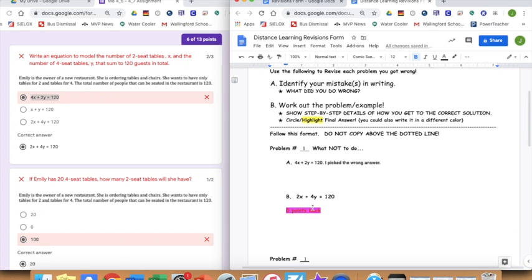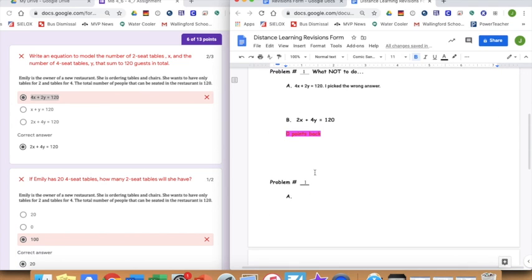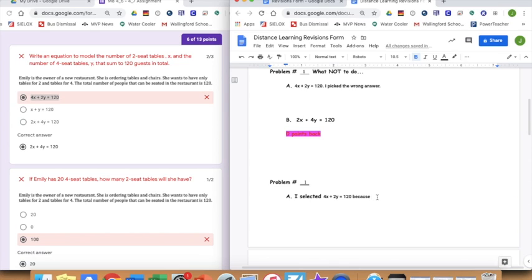So let's see. Part A, identify my mistake in writing. What did I do wrong? So what I did wrong was I selected, and I can just paste the same answer, I think. I selected that because, now let's see, what was wrong about that answer? Why is 4x plus 2y equals 120 wrong? Well, if I have x 2-seat tables, there's 2 people at that table, not 4. So it's really 2 guests per table, not 4.